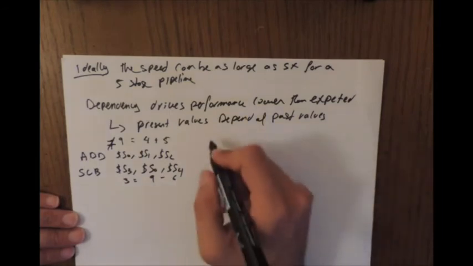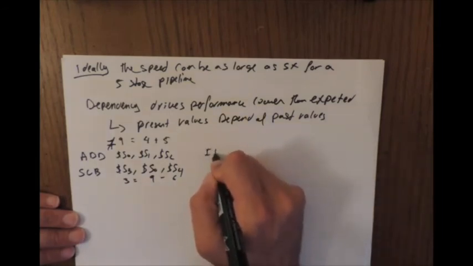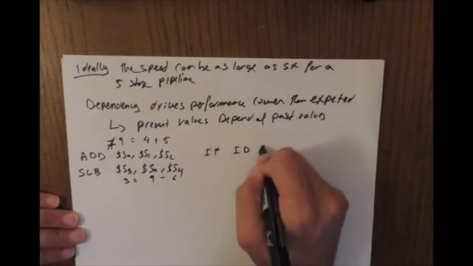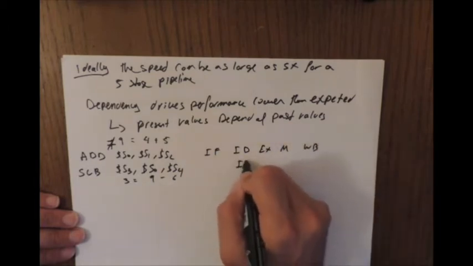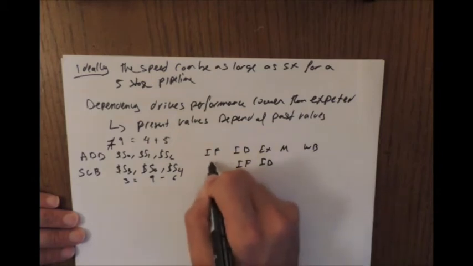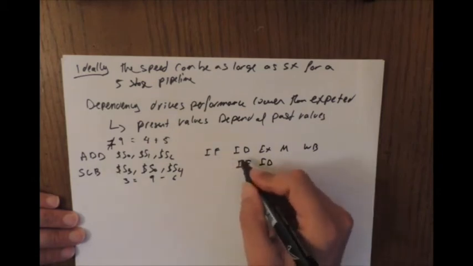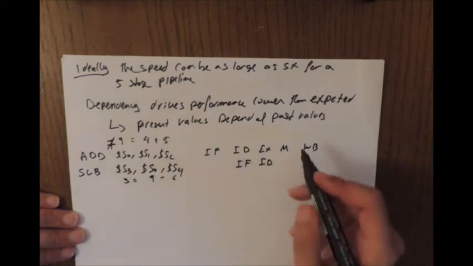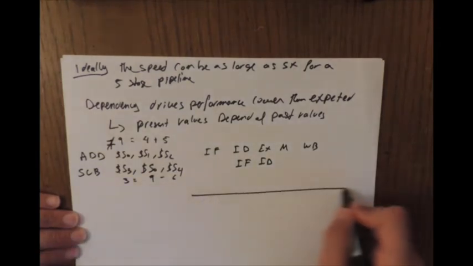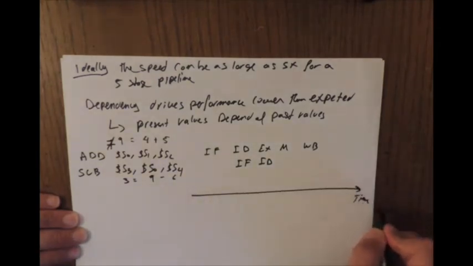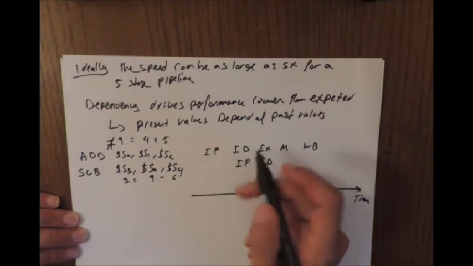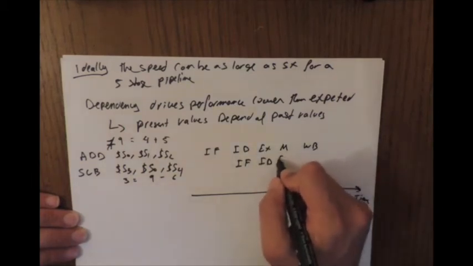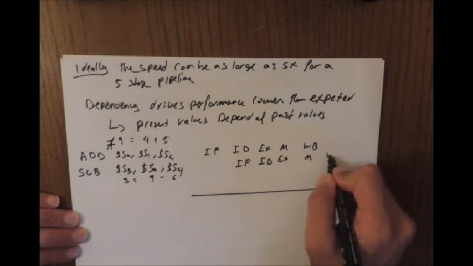So let's see how this works in a pipeline. So if we go ahead and set IF, ID, EX, memory, write back, and we place the second instruction. Remember, we cannot place IF under IF because IF is already fetching this instruction. So as I'm doing IF of the second instruction, I'm doing ID of the first instruction.